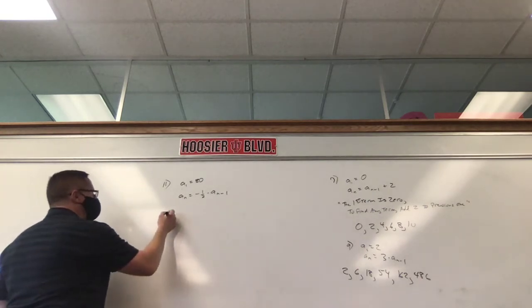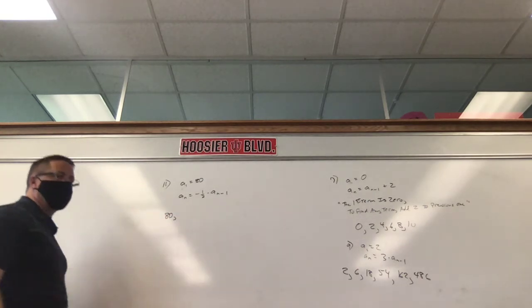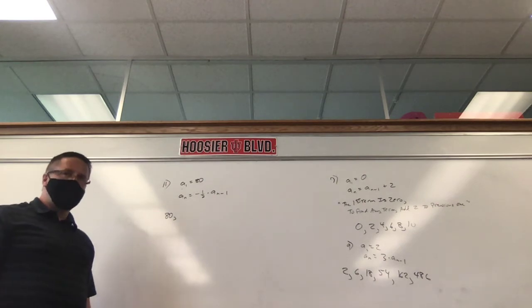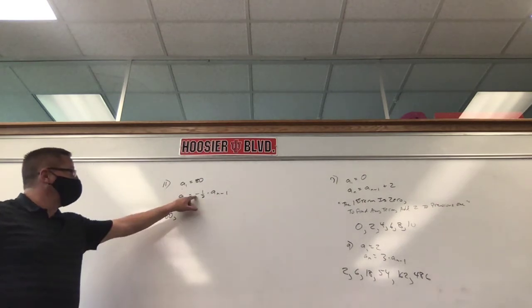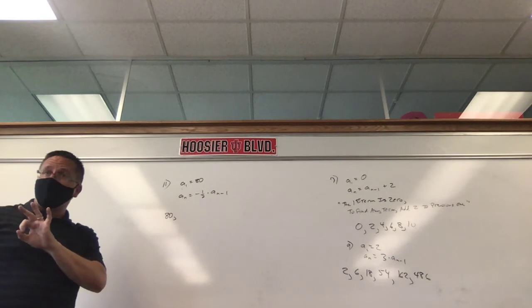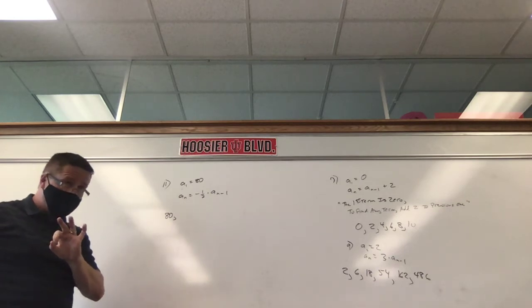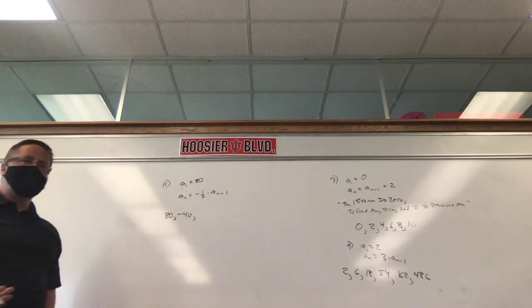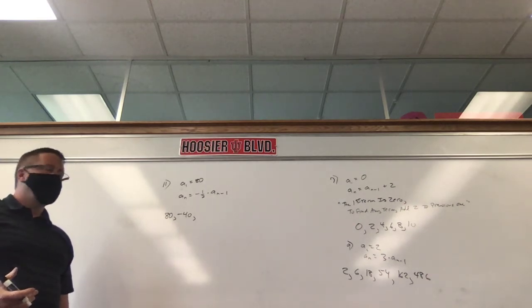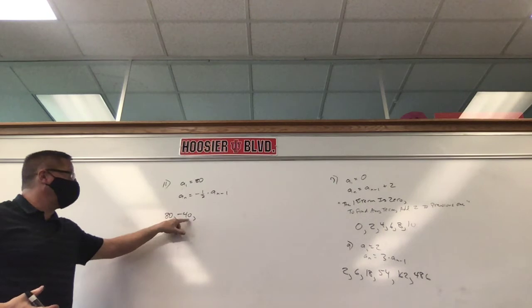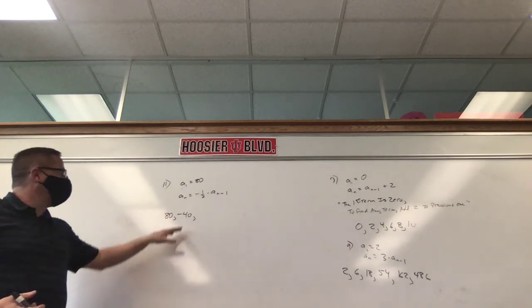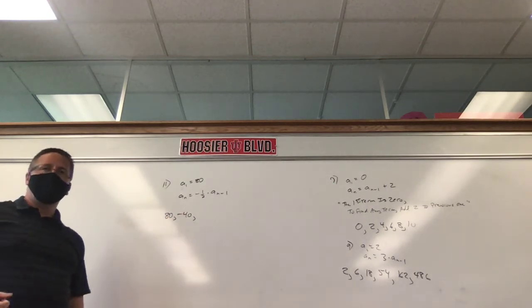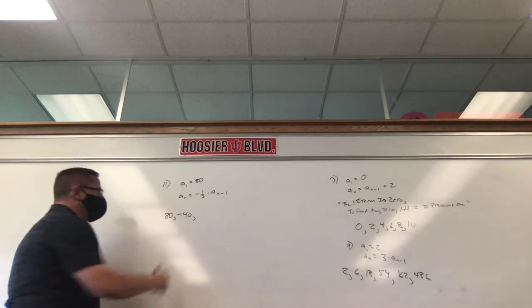First term's 80. How do I find the next term? You times it by negative half, not a half. What's half of 80? 40. So what's negative half of 80? Negative 40. Now I see the difference. How do I find the next term? Times by negative half. So what's half of negative 40? It'd be positive 20, because two negatives.